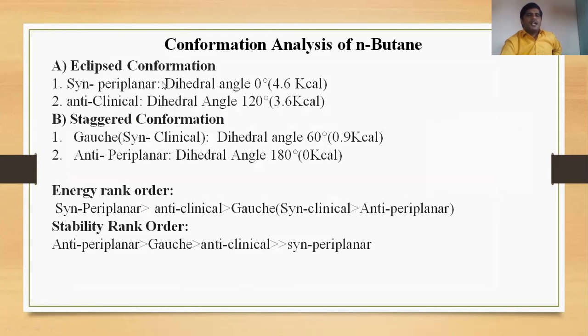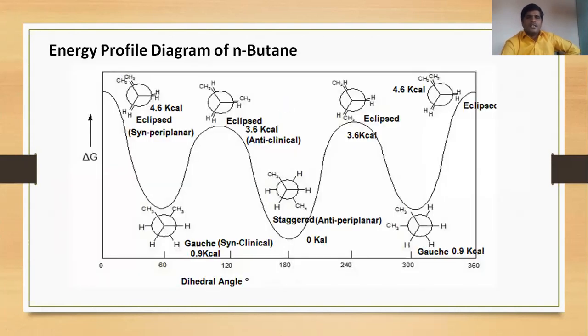Syn-periplanar: the dihedral bond angle is 0, the energy is 4.6, that is eclipsed. Anticlinal: the bond angle is 120, and the energy is 3.6 kilocalorie per mole. Here you see, the bond angle between this methyl and this methyl is 120 degrees. That's why the energy is 3.6 kilocalorie per mole.